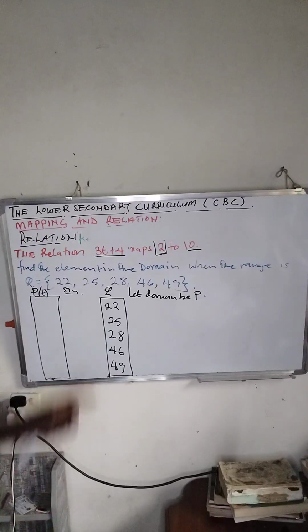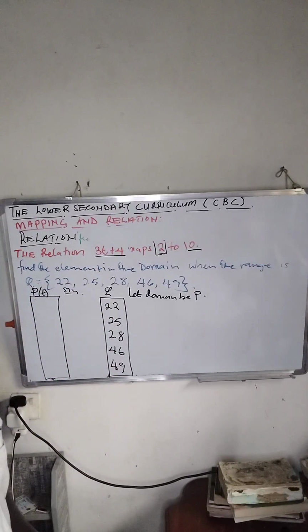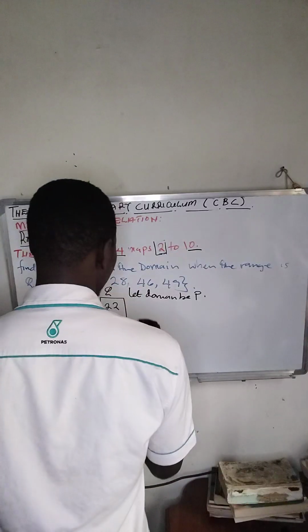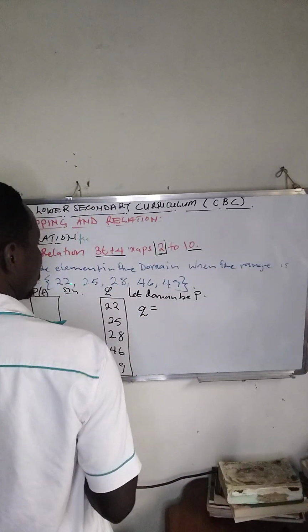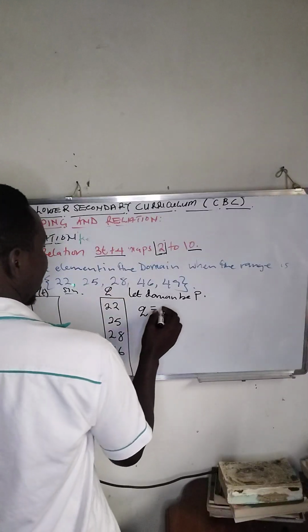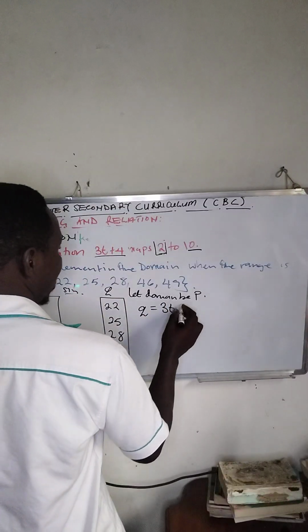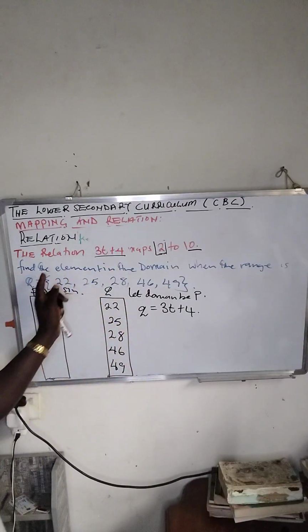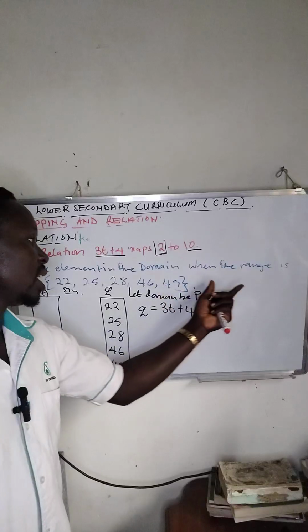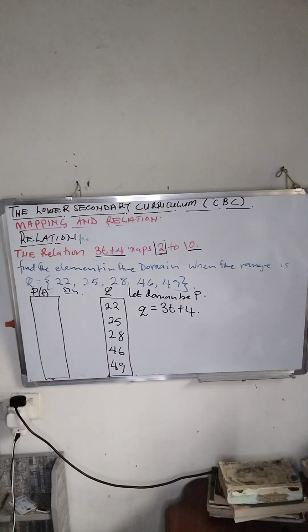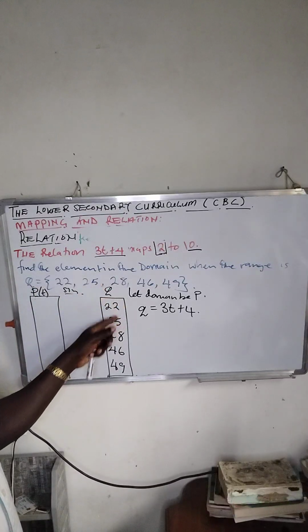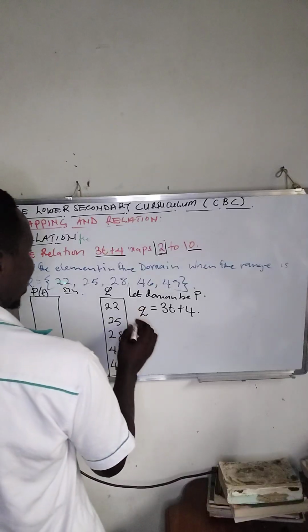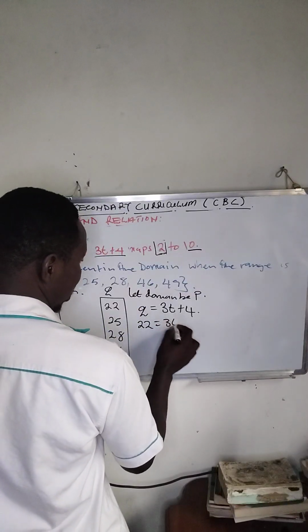From that point, they have given us the relation. Remember, the values of Q are related to P using the equation 3t plus 4. Are we together? Yes, that is the relation given to us. Remember, the relation is given, and you use it to find the domain when the range is given. Find the value of P when the value of Q is 22. That is, 22 will be equal to 3t plus 4.